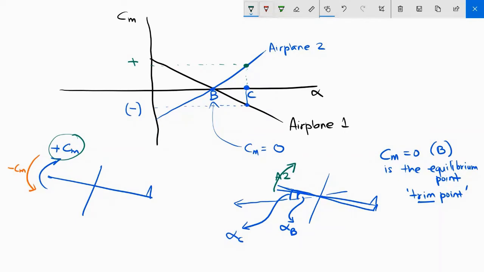So what we have found here is that when the angle of attack increases from alpha B to alpha C, airplane 1 is statically stable, whereas airplane 2 is not statically stable, right? Statically unstable.